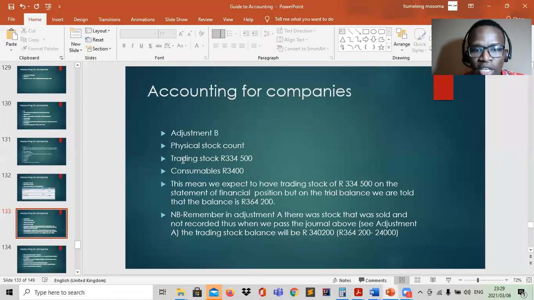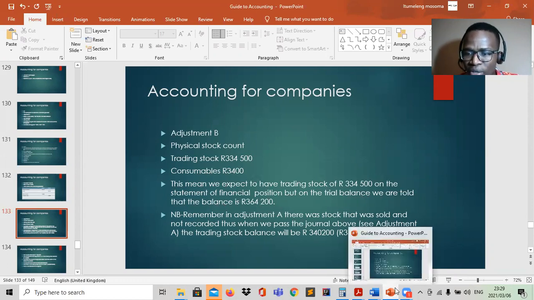So, summary: trading stock, the G3 for 334,500, consumables 3,400. This means we expect to have a trading stock of 334,500 on the statement of financial position. But on the trial balance, we are told that the balance is 364,200. Where did I get this 364,200? We go to our question paper.